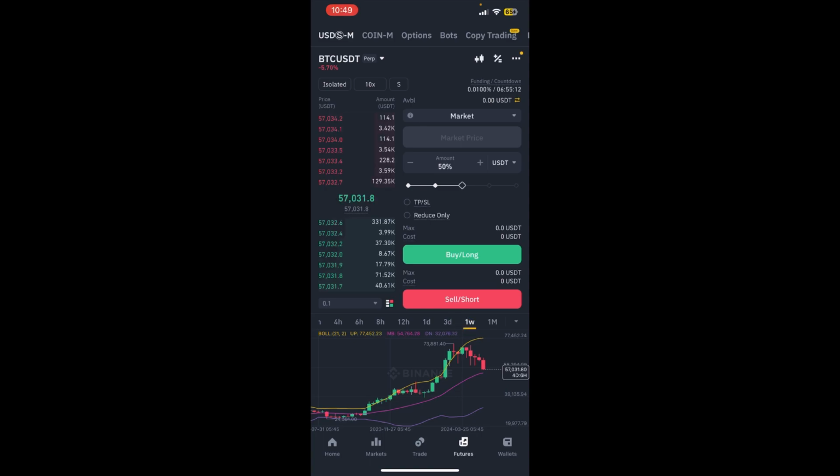So basically this is how you can take a futures trade in Binance.